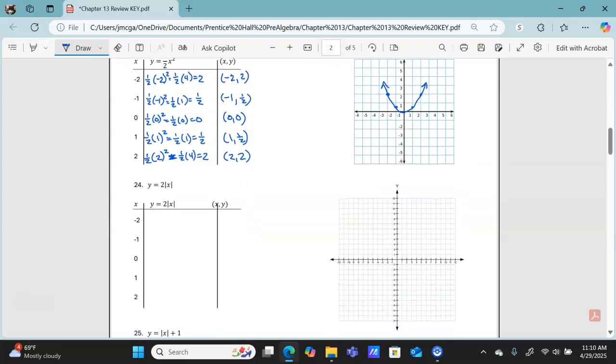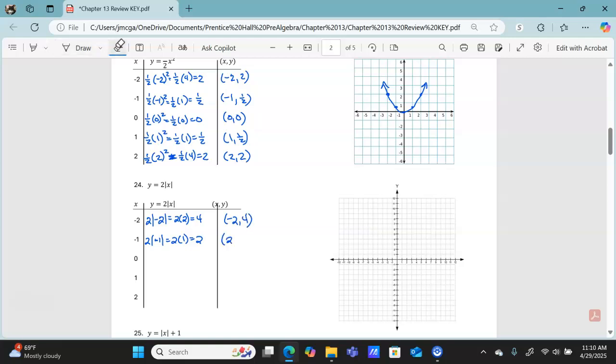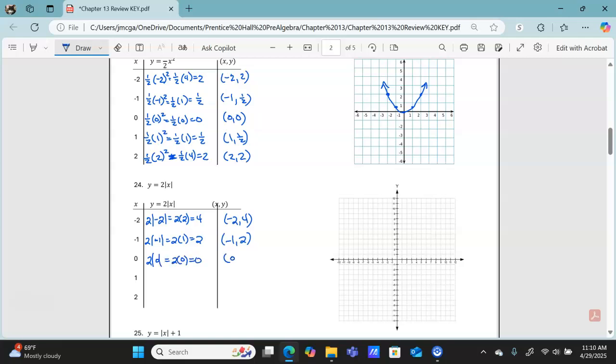And then 2 times the absolute value of x, so we have 2 times the absolute value of 2. The absolute value of 2 is 2, so we're going to get 4. 2 times the absolute value of negative 1. Absolute value of negative 1 is 1. We get 2. Put in negative 1. Got out 2. Put in 0. Absolute value of 0 is 0. 2 times 0 is 0. Put in 1. Absolute value of 1 is 1. 1 times 2 is 2. Put in 1, got out 2.